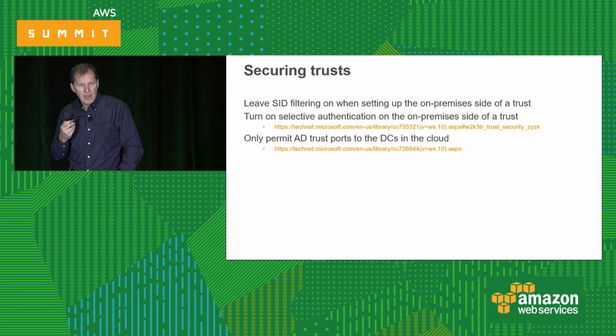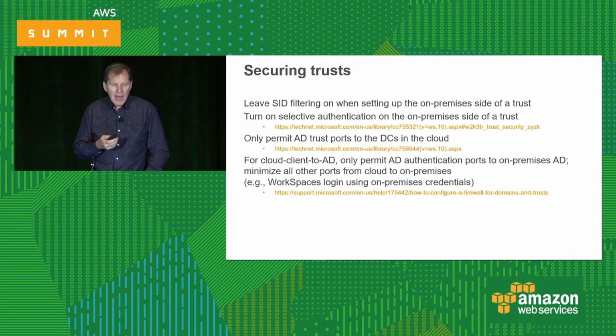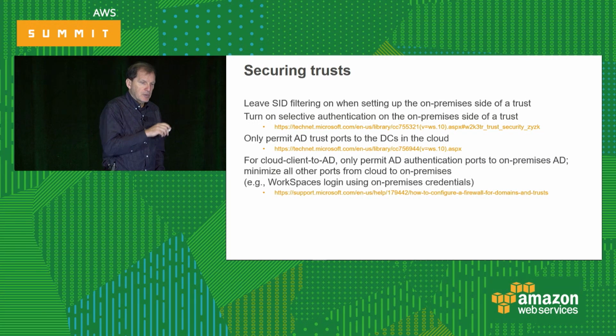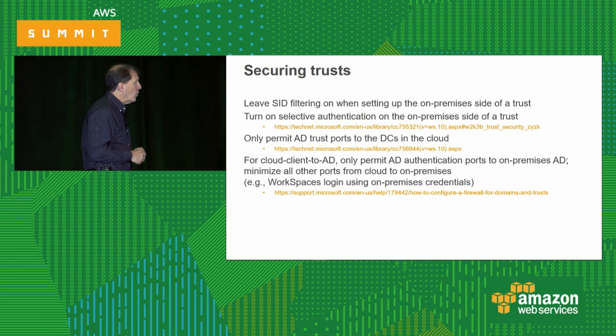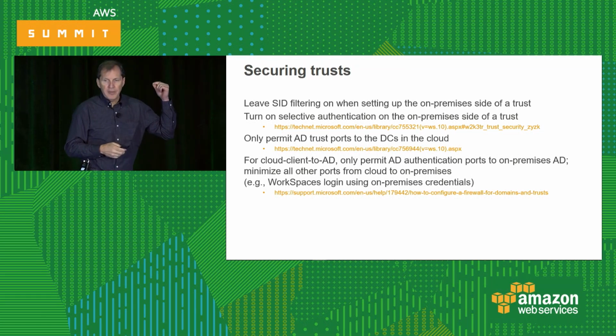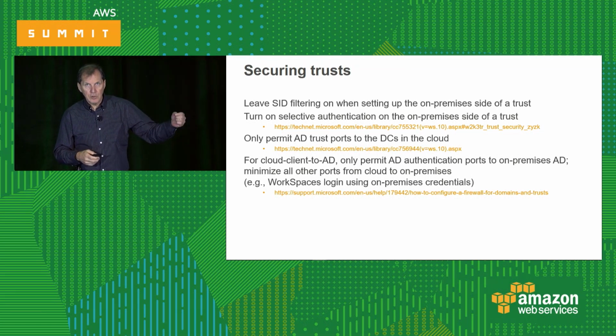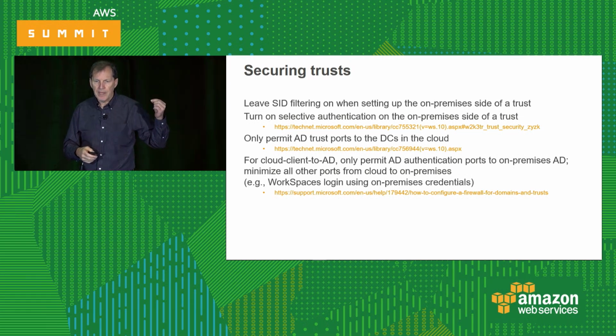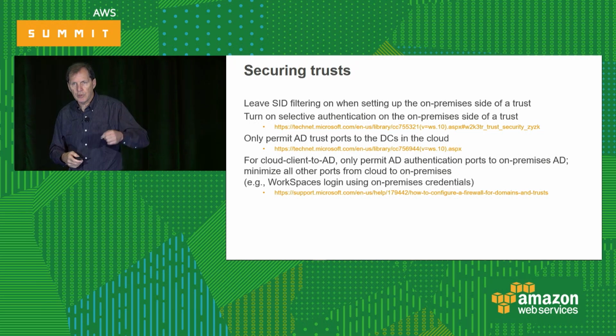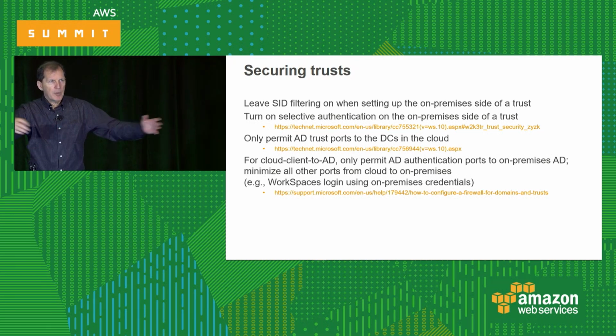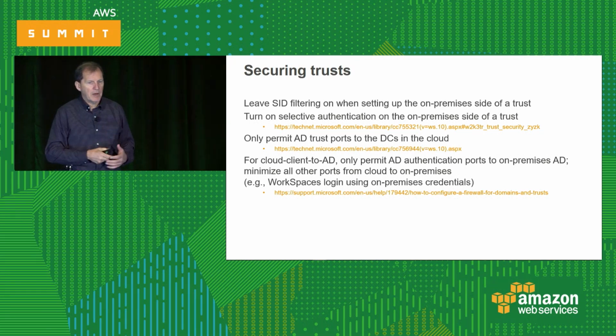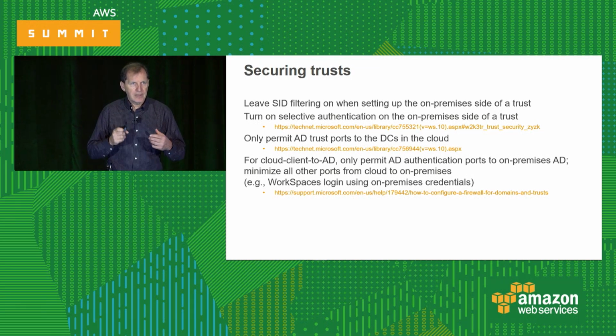And then if you have clients in the cloud, so a cloud client to AD, an example would be, let's say I've got Workspaces in the cloud, and it needs to authenticate the user to your on-premises directory. Then you want to make sure you only permit the AD authentication ports to your on-premises AD. Don't open up the whole world. Just make sure you open up enough of the ports to let Workspaces do its authentication.